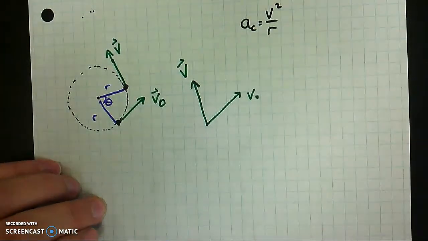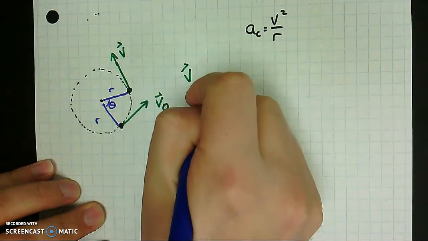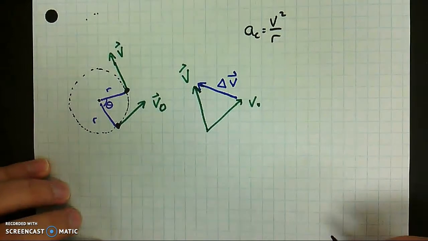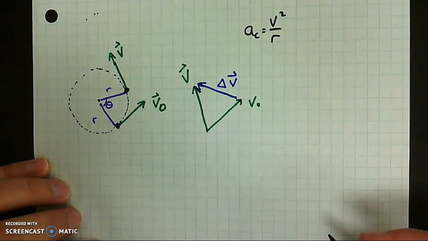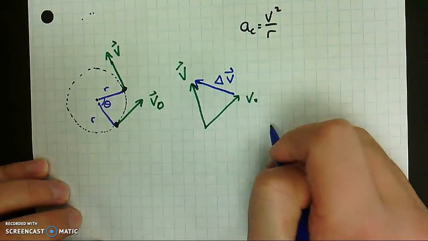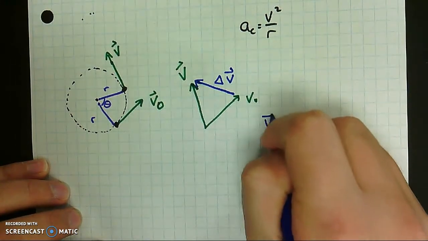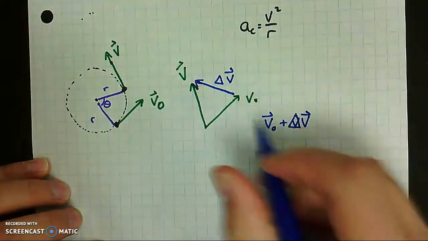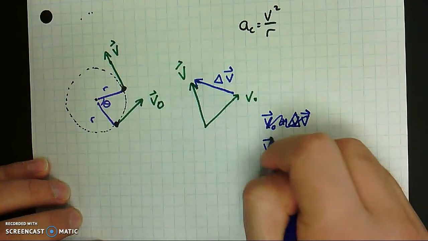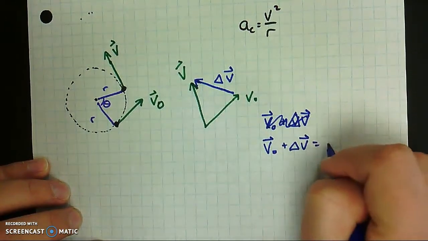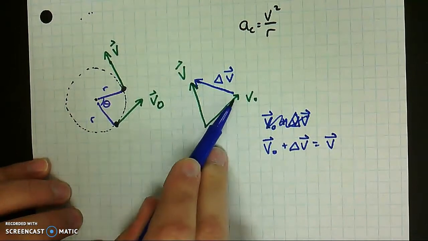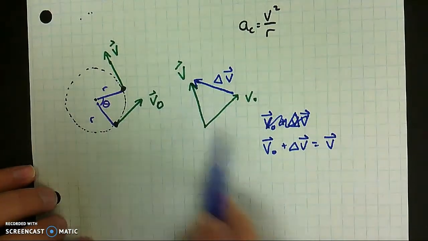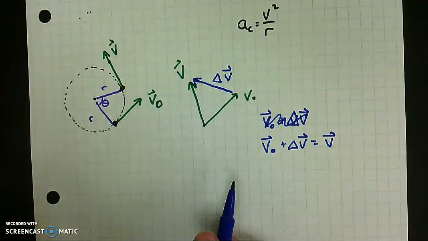Now I'm going to define one more vector here, and I'm going to call it the delta v vector. The reason I'm going to do that is because then I can write a vector equation that makes sense. I should be able to say v0 plus delta v equals v, right? Because v0 and v are tip to tail, and they add up to v. So this is the vector equation that I can write.